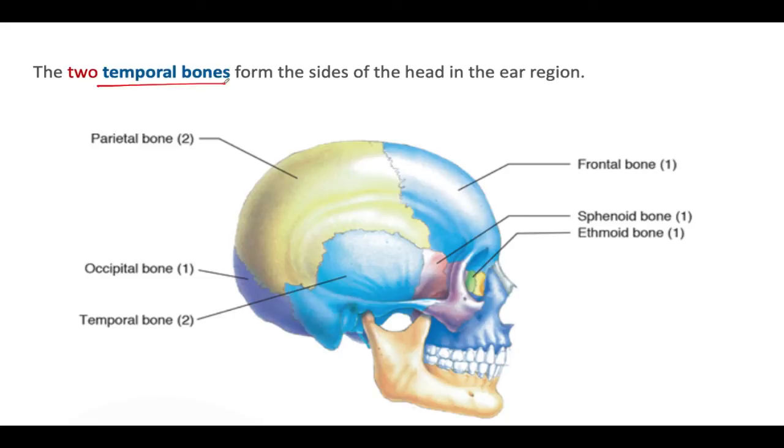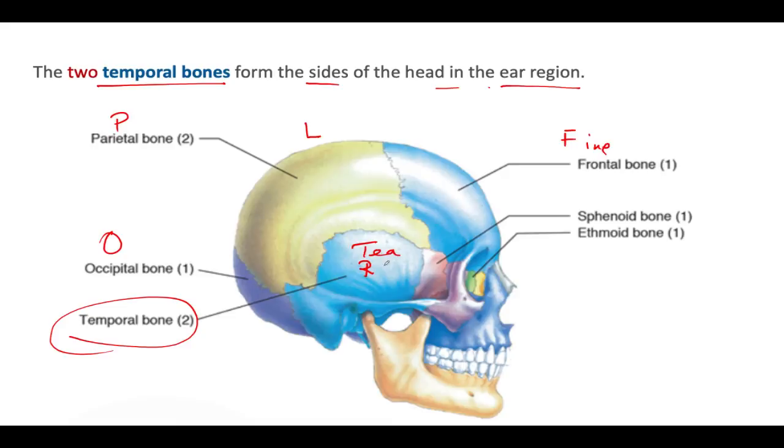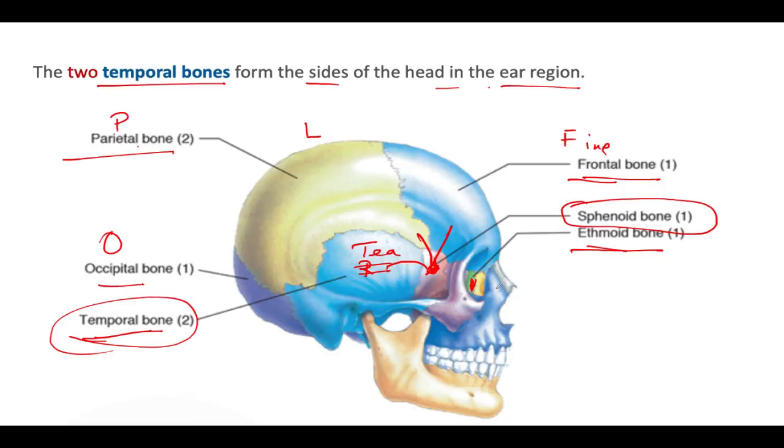Then we have our two temporal bones that form the side of the head in the ear region. We have one on the right side and one on the opposite end, which is the left side. Again, reciting to ourselves, "Of fine people": frontal, fine, T. So that's occipital, parietal, frontal bones, and then temporal bones. And the sphenoid bone does what? It connects to the occipital bone, the parietal bone, the frontal bone, as well as the temporal bone. So it's the connection point for all those cranial bones. And then the ethmoid bone is in the nasal cavity.